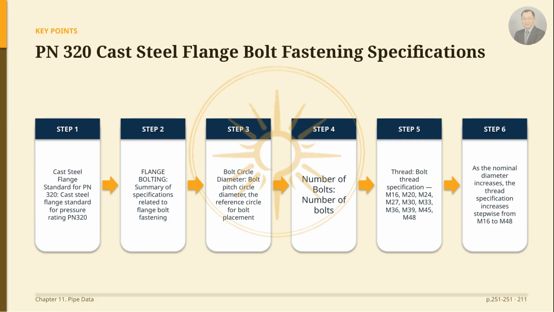Lastly, let's look at the bolt fastening specifications for PN 320 cast steel flanges. This is a standard reference showing how the bolt pitch circle diameter, quantity, and thread specifications are determined according to the nominal diameter of the flange. For example, you can see that thread specifications from M16 to M48 are applied incrementally, depending on the size. Rather than listing all the values, please first check the nominal diameter of the flange you are designing, and then match and apply the corresponding number of bolts and thread specifications.